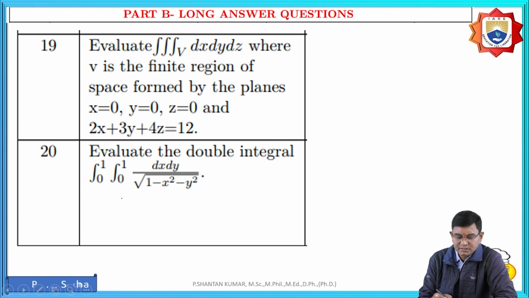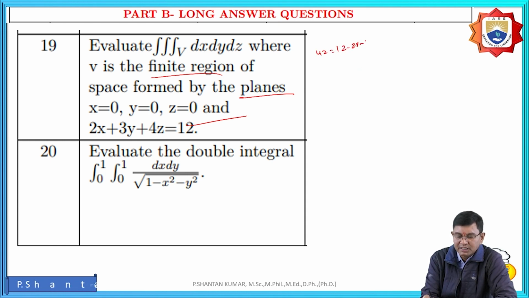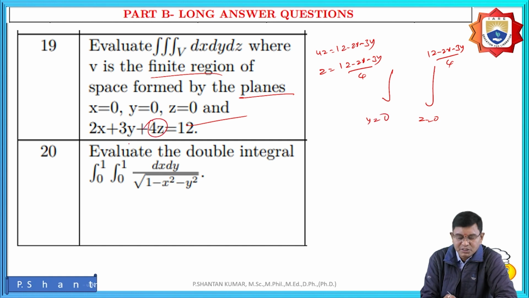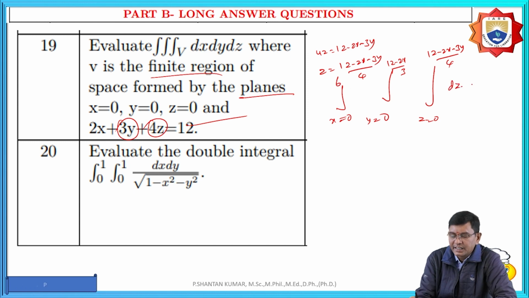And again similarly here also, passing through the origin, it is a finite region, like 4z is equal to 12 minus 2x minus 3y, and z is equal to 12 minus 2x minus 3y by 4. Therefore the z limits are z is equal to 0 to 12 minus 2x minus 3y by 4, and again y is equal to 0 to 12 minus 2x by 3, and again x is equal to 0 to 6, and again the limits integrating dz, dy and dx, and the function is here 1, we need to calculate, and after that we need to find the solutions.